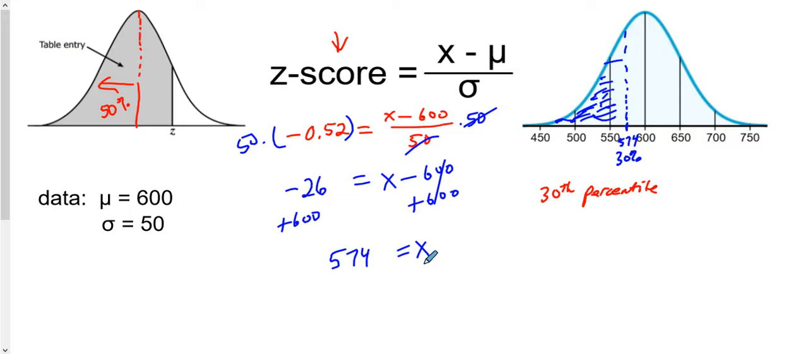You just basically look up the percent in the z table, drop that corresponding value in here, and then just do a quick little algebra.